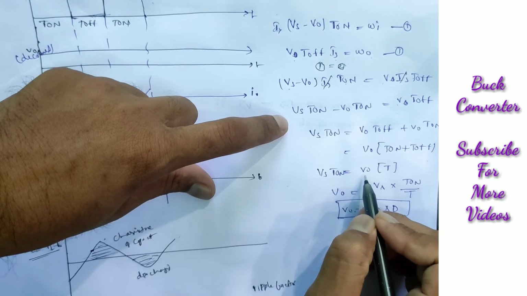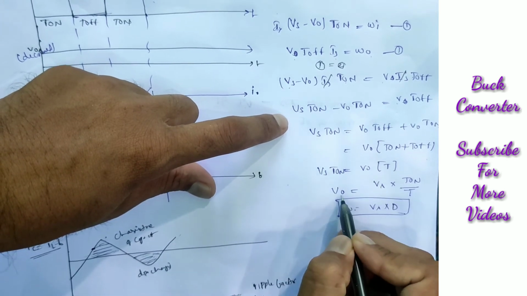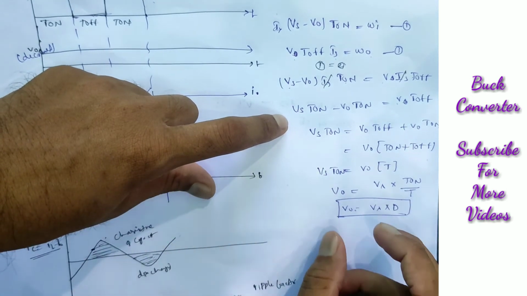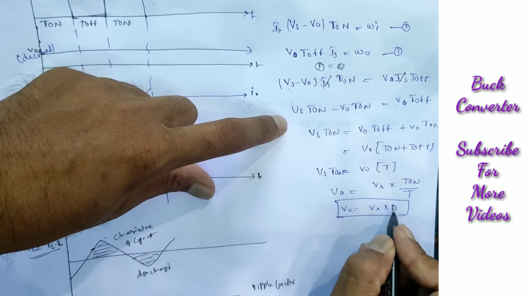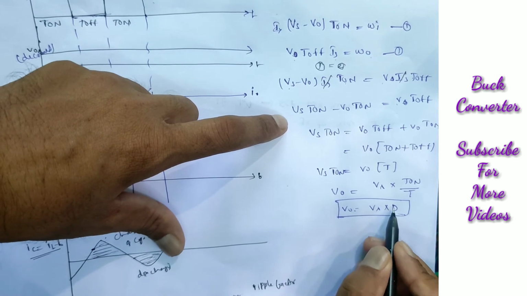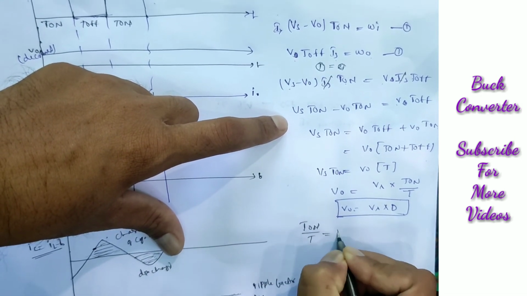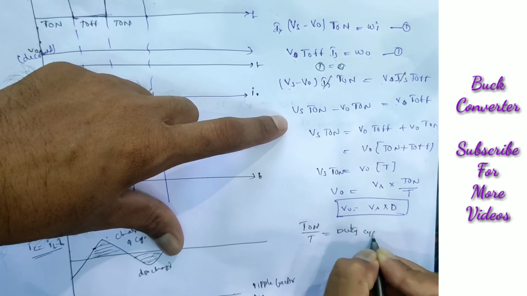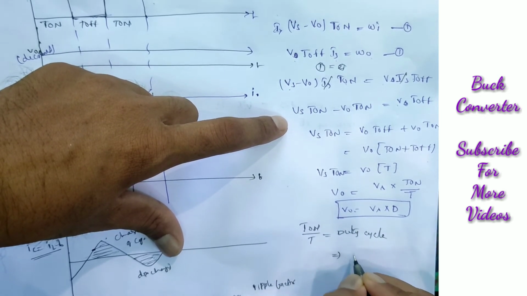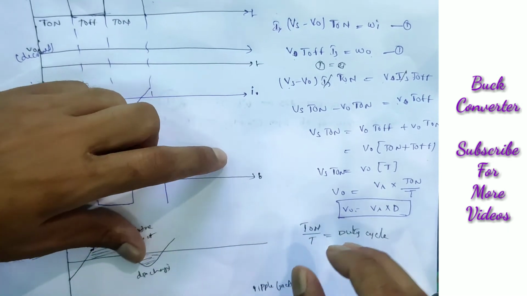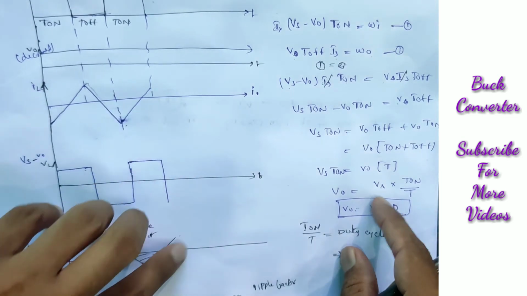Then Vs T on equals V0 into T. Then output voltage V0 equals Vs into T on by T. Then T on by T equals D, the duty cycle. T on by T is the duty cycle. In some textbooks they represent the duty cycle as alpha. This is the expression for the output voltage.